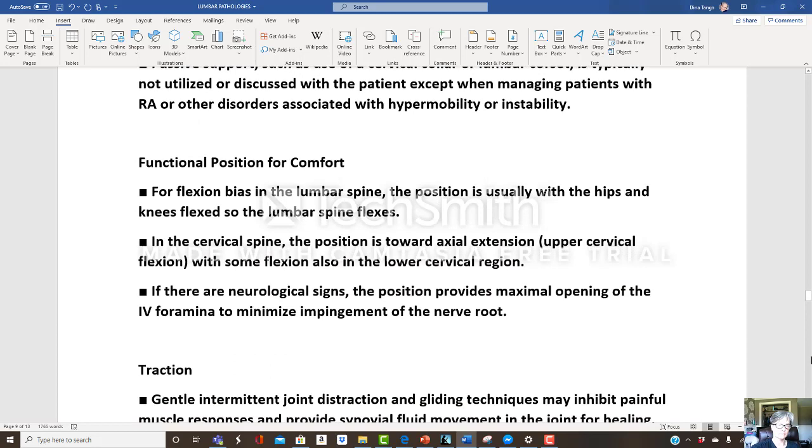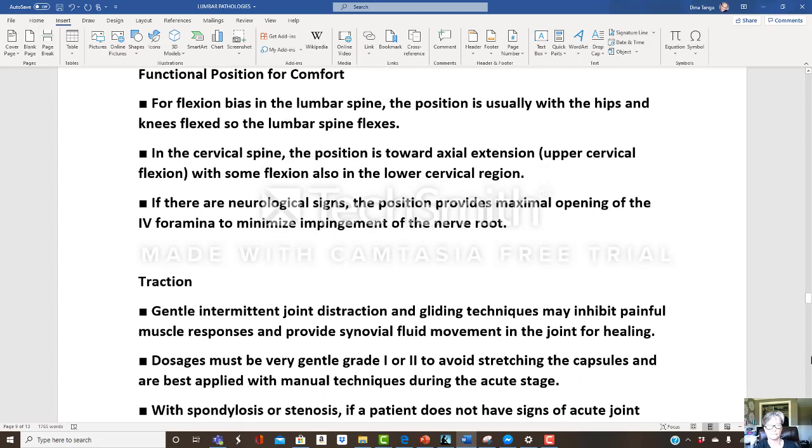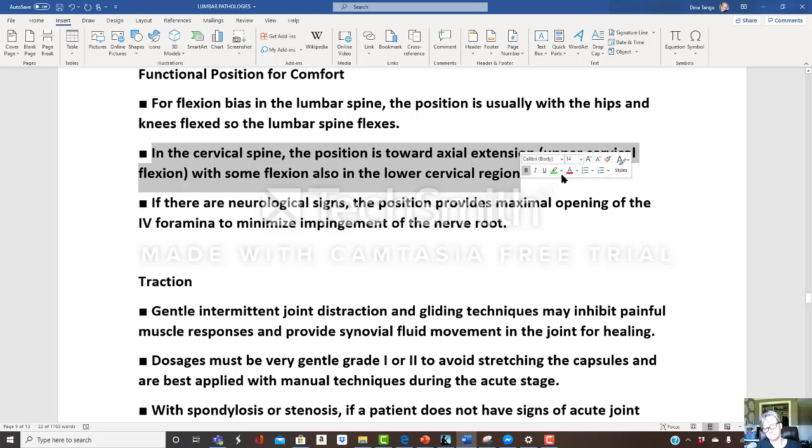Functional position for comfort for flexion lies in the lumbar spine. The position is usually with the hips and knees flexed so the lumbar spine flexes. In the cervical spine, the position is toward axial extension, upper cervical flexion, with some flexion also in the lower cervical region if there are neurological signs. The position provides maximal opening of the IV foramina to minimize impingement of the nerve root.